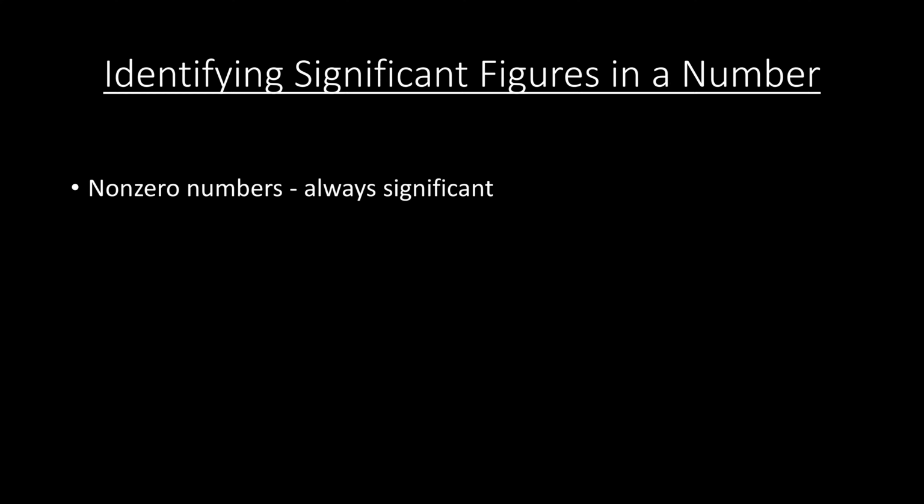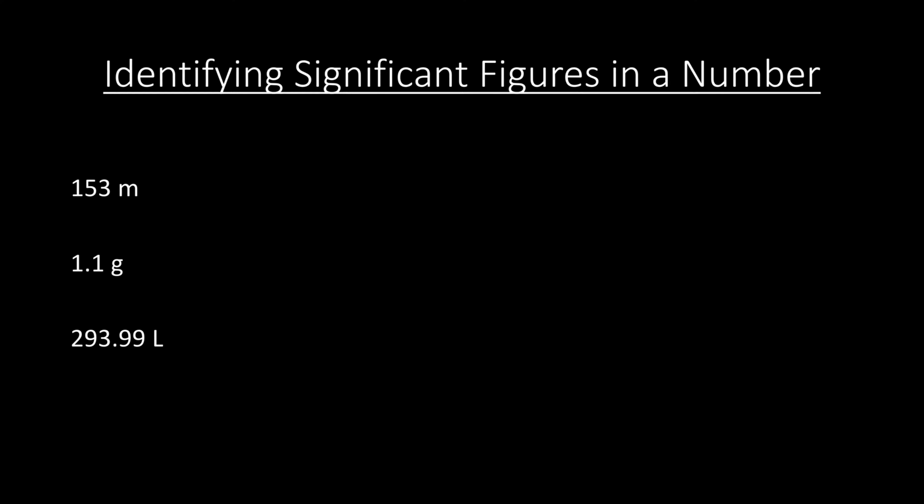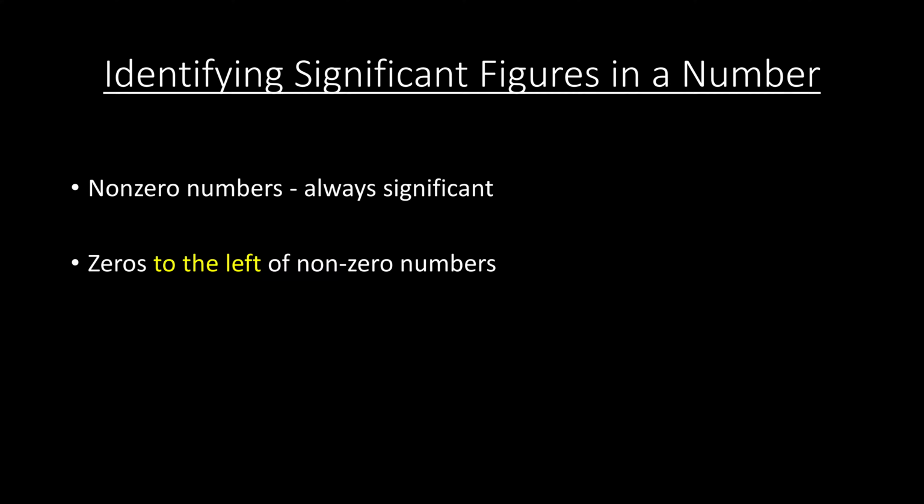So we want to think of numbers as either being zeros or non-zeros. Non-zero numbers will always be significant. So for example, in 153 meters, there are three significant figures. All three of the non-zero numbers are significant. In 1.1 gram, there are two significant figures. They're both non-zero numbers. All non-zero numbers are significant. And in 293.99 liters, there are five significant figures, because each of the non-zero numbers is significant.